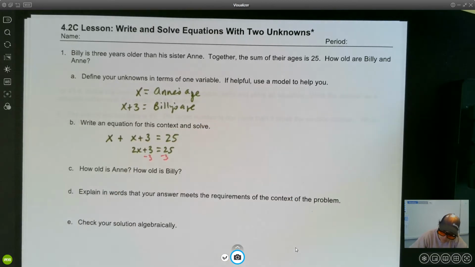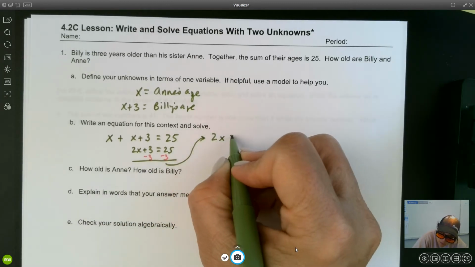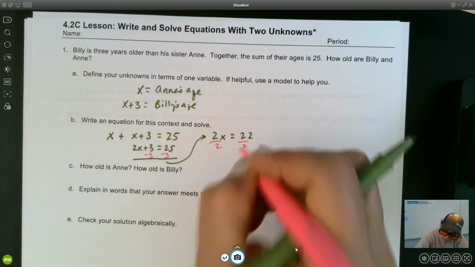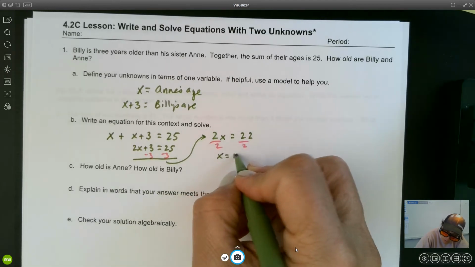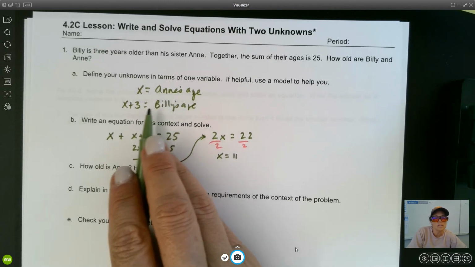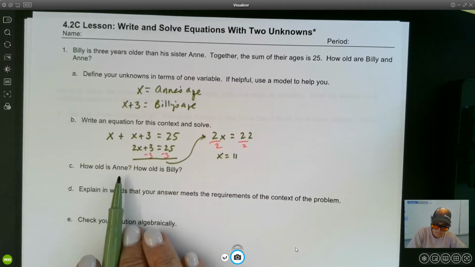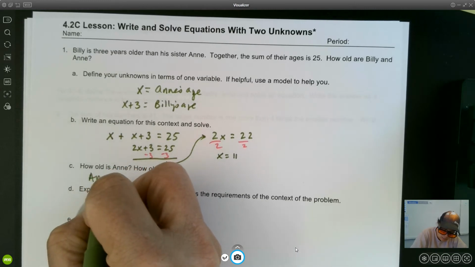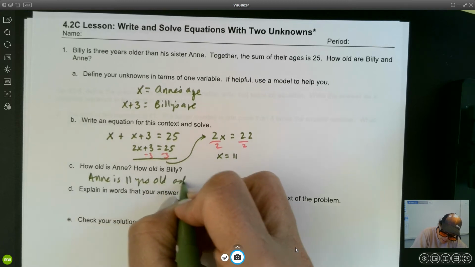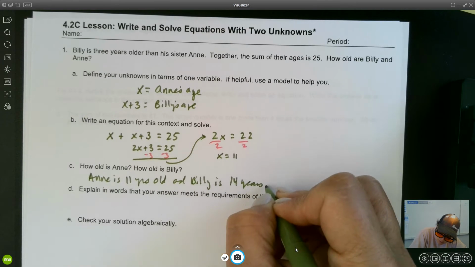Subtract 3. I come up here, I'm out of space. 2x equal 22. Divide by 2, and we get 11. Okay, now x is 11. x is Anne's age. If we're asked for Billy's age, that would be 11 plus 3, which is 14. Okay, how old is Anne? How old is Billy? Okay, Anne is 11 years old, and Billy is 14 years old.